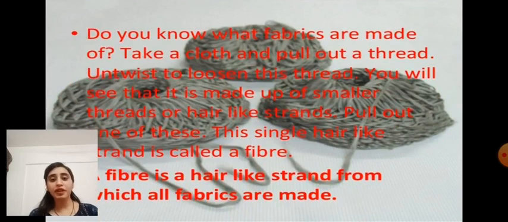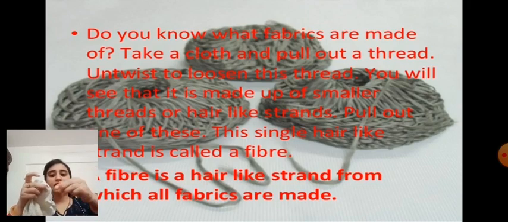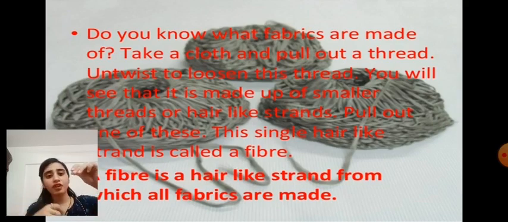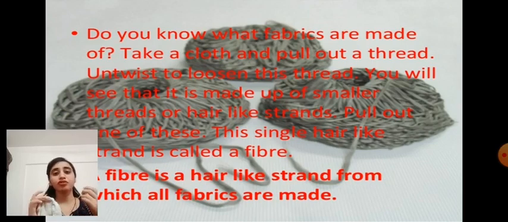And you know what fabric is made of. One example: take any rough piece of cloth and pull out a thread. Pull out a single thread, untwist to loosen it, and then pull out. You see, it is made up of smaller threads. When we pull out the threads one by one, you see this is made up of threads or hair-like strands. But only use rough cloth, don't use your wearing dress.